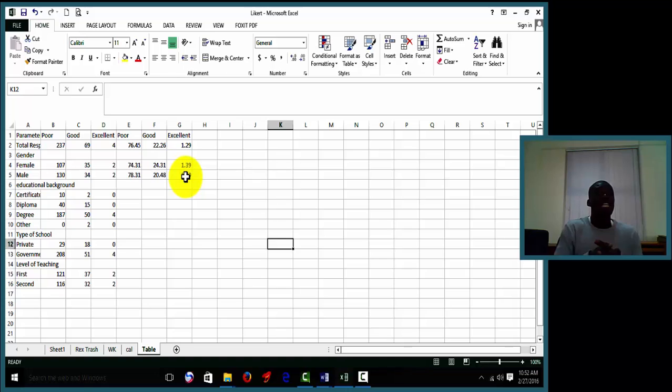So with this one, you know that if you take the males, 1.2% compared to the females, 1.4% presented with excellent. If you come to the other side, good, you have 24% as against 20% for the males. If you come to the poor, you realize that you have more of the males presenting with poor attitude than the females. Now, if you look at this thing like this, it can give you an idea whether gender has something to do with what we are having.